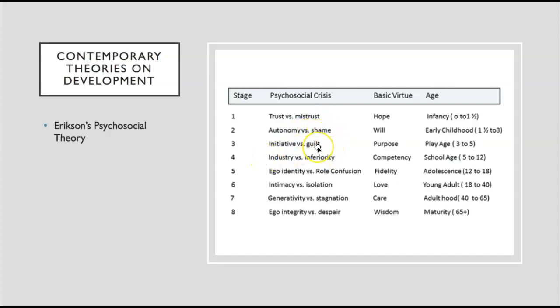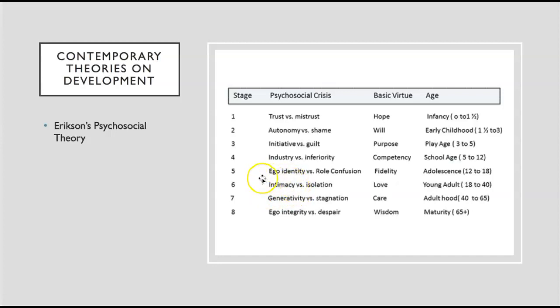In initiative versus guilt, the key goal here is to be able to develop purposeful social interactions. In industry versus inferiority, this is the elementary school years. Industry refers to all of those skills that we learn as we are moving through elementary school. So things like reading, writing, learning about music, art, and so forth. And then when we reach adolescence, we are trying to figure out who we are, where we're going in life, what we want to do with the rest of our life.